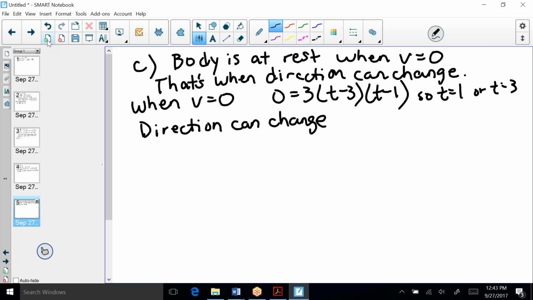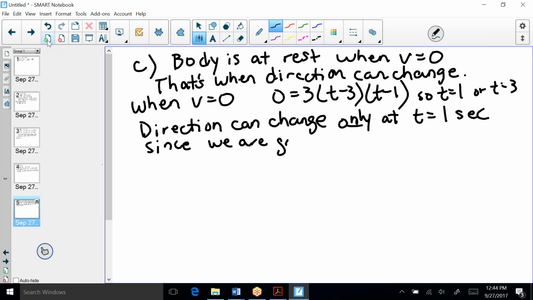And they're telling us to find the total distance traveled by the body from 0 to 2 seconds. So if we're only considering 0 to 2 seconds, the only time that it can change direction in 0 to 2 seconds is at 1 second. Right? That's the only time that it can change direction. Only at t is equal to 1 second, since we are going from t equals 0 to t equals 2.